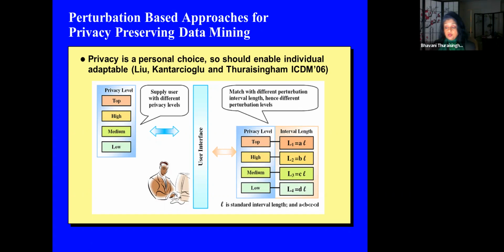And so the thing is you have A less than B less than C. L is a standard interval length. So when you have top, this is what you get. High, that's the interval length, medium, and then the low. So you do this depending on what privacy level the user has specified. And she did a nice implementation on this and published it at ICDM 2006, I believe. It might have been a workshop.